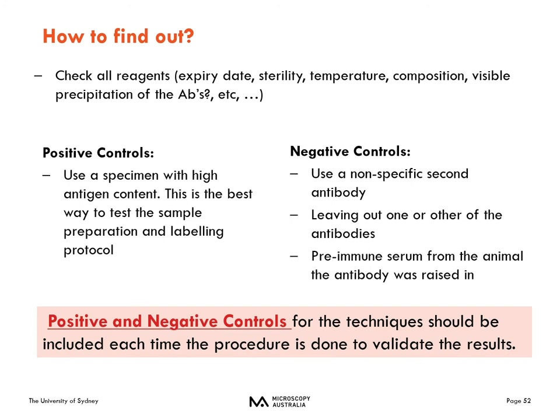Controls are the most important. You have to have a positive control and a negative control. For the positive control, you should use a specimen with a higher antigen content. This is the best way to test the sample preparation and labeling protocols. For the negative control, you can use a non-specific secondary antibody, or you can leave out the primary or secondary antibody and see if you see any non-specific binding. You should use the positive and negative controls each time in your sample preparation to validate the result.